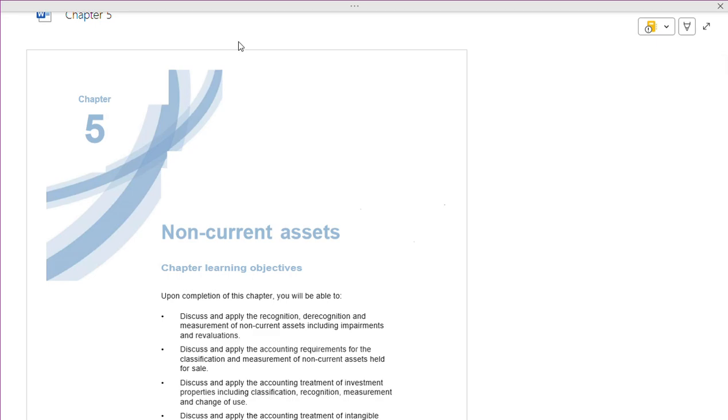Today we are going to have a session regarding ACCA Strategic Business Reporting. Today we are going to discuss non-current assets in detail.